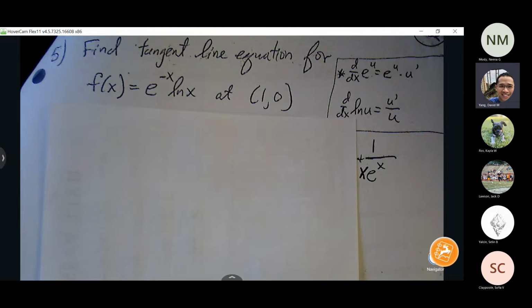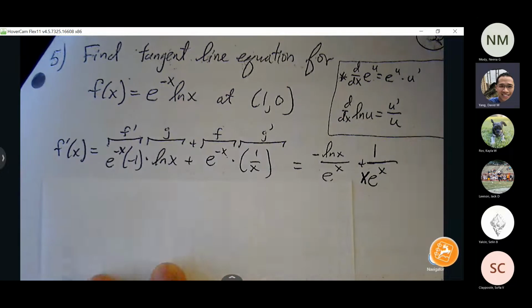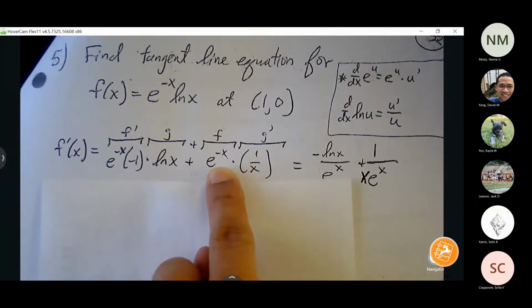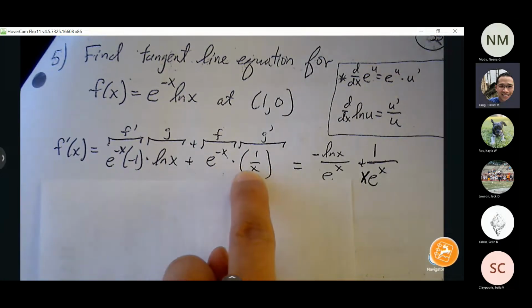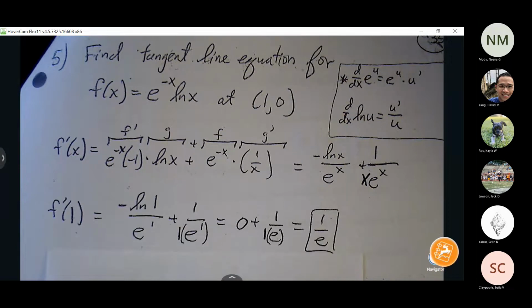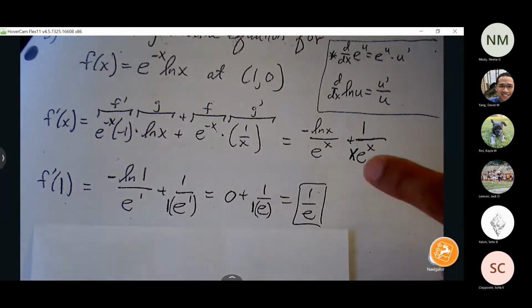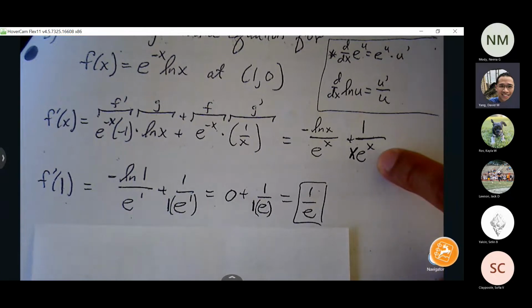Okay, f prime g plus f g prime. E to the negative x becomes e to the negative x times -1. Keep the natural log, back to f. Then g prime: natural log of x is u prime over u, which is 1 over x. So here's my cleaned up derivative.